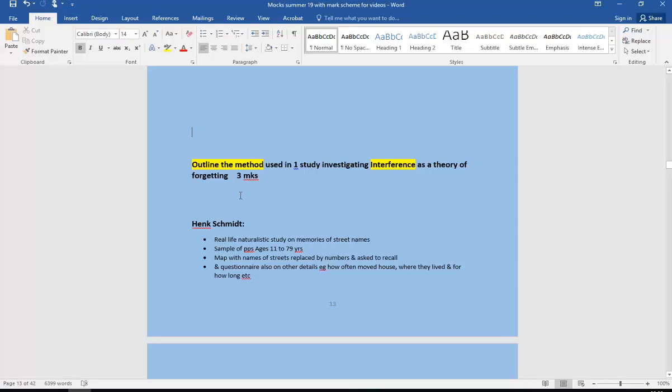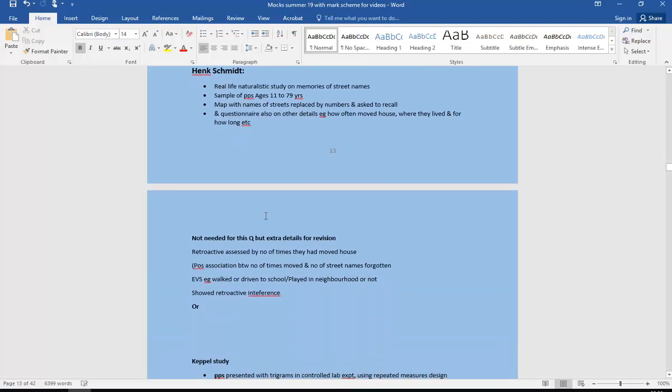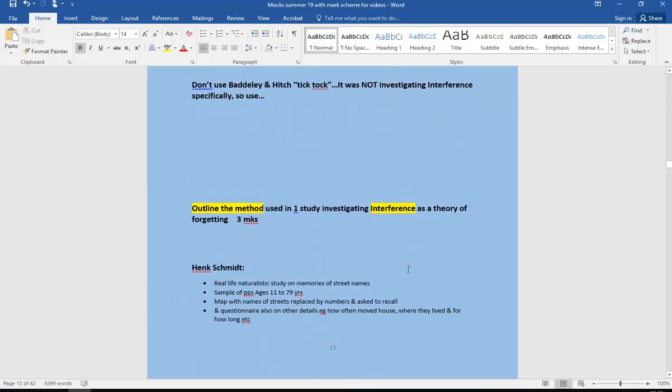So remember, the method question is what can you tell people that somebody else could go away and replicate. That's what they're looking for, the detail on it. So you do need quite a lot of detail on the method. So that was Hank-Schmidt. Not needed for this particular question, but because we're doing interference here, I'm also using this as revision studies on interference.